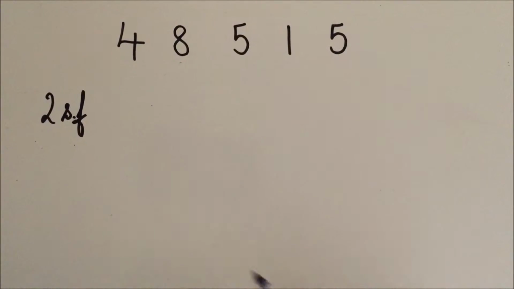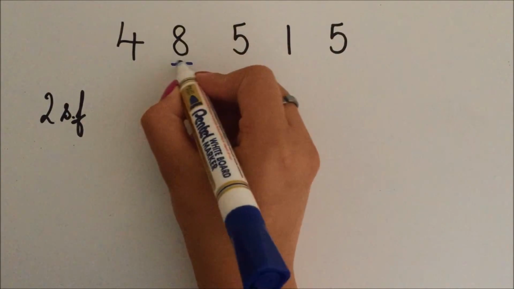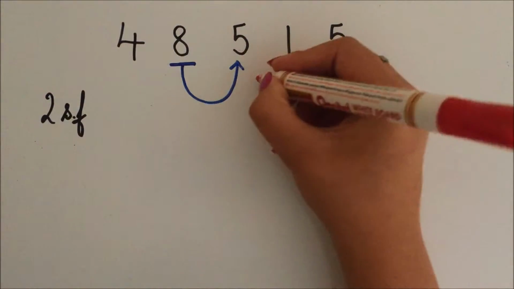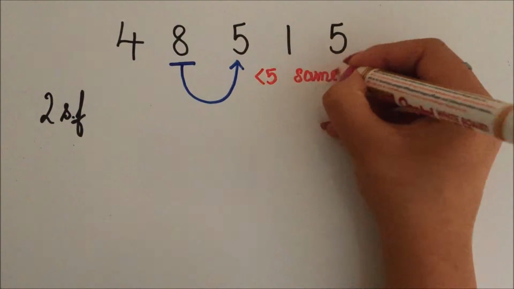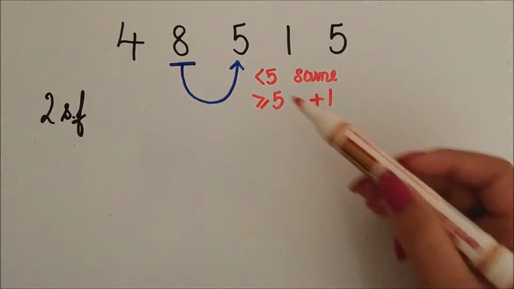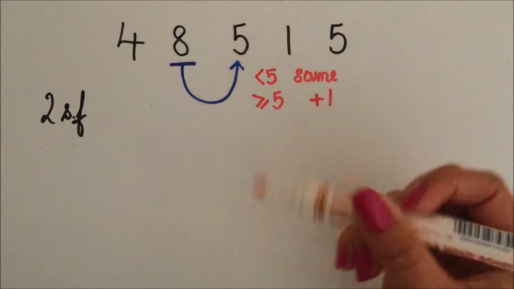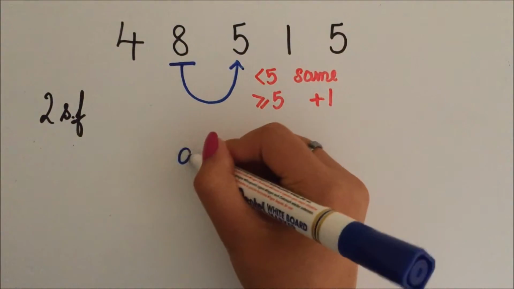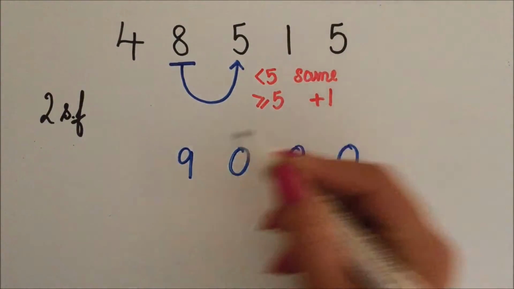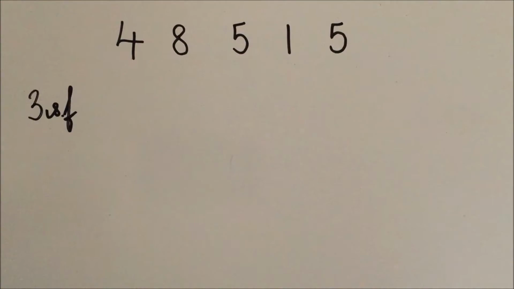Let's do 2 significant figures now. So how do you know what your pivot is? 2. So it will be the second digit that will now become your pivot. Look to 1 to the right side of 5. Anything smaller than 5 stays same. Anything bigger or equal to 5, you add 1 to the pivot. Okay? So because it is a 5, you add 1 to the pivot. So you add 1 to 8. So that becomes a 9. Anything to the right side of the pivot becomes a 0. But don't forget your 4. You just leave your 4 there. So you've got your 2 significant figures.